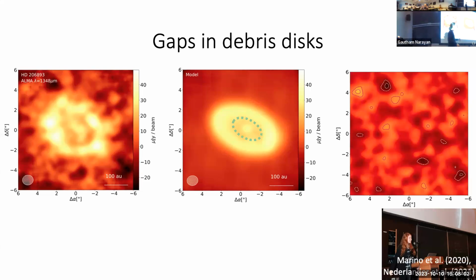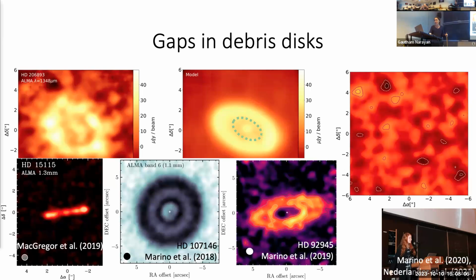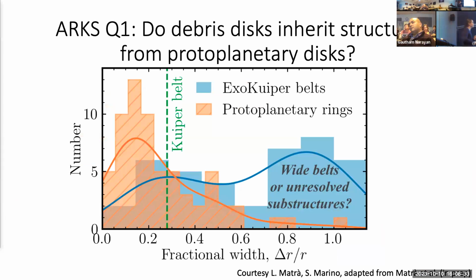So this was published in a pair of papers that came out. Faber Marino led one and Ava led another. And this was part of a trend where we were starting to detect gaps in these debris disks. So here's one by Meredith and Gregor. Here's another one by Faber Marino, a couple more by him. So we had like a handful of systems where we had detected these gaps. And so we were thinking, okay, probably all of the debris disks that we're seeing have gaps just like the protoplanetary disks.